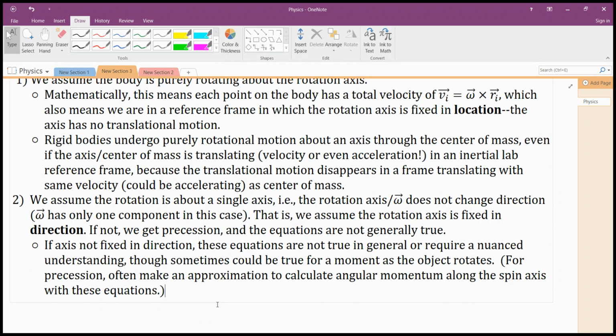You might also have a question here, though, about precession and applying the equations of motion to them, because in precession, as already noted, the axis is changing direction. Well, what's usually done there in introductory courses is that an approximation is made, so that the angular momentum can be calculated along the spin axis using these equations. See your textbook or course on the subject of precession for more information on this point.